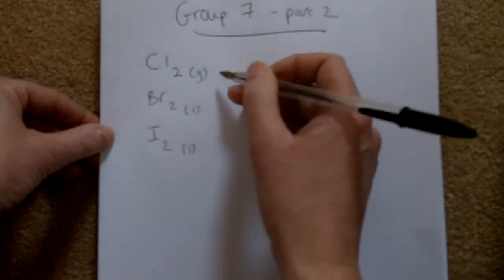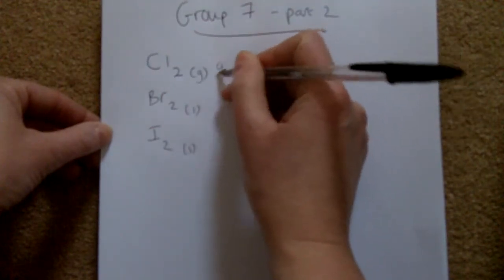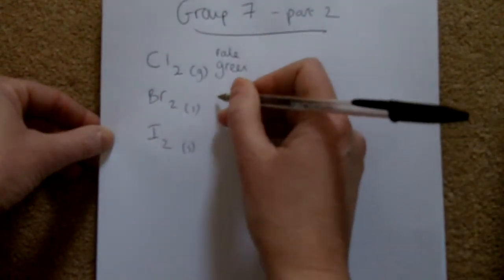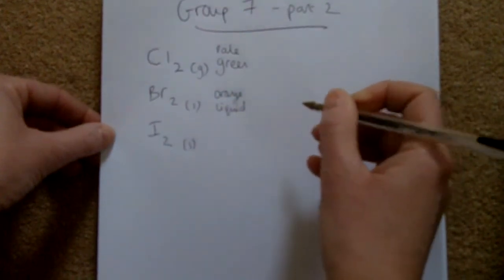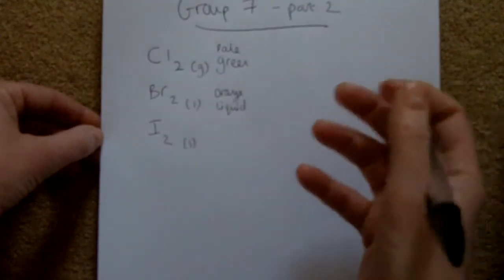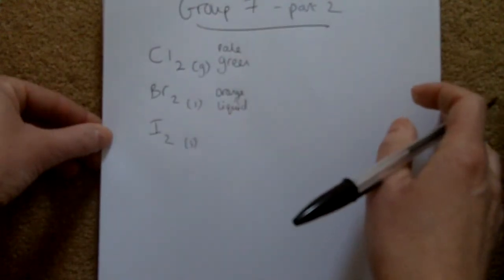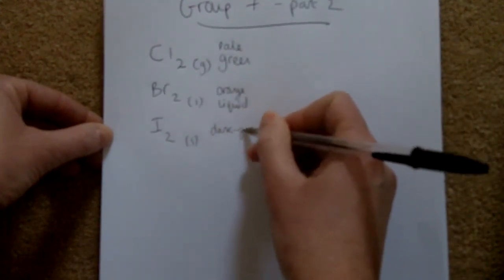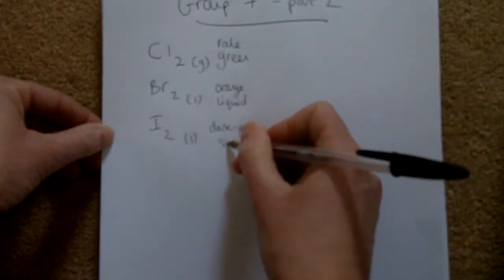You need to know the colour of these elements at room temperature, and chlorine is a very pale green gas. Bromine is an orange liquid. Sometimes it looks a little bit brown depending upon the concentration of it, but it's an orange liquid. And then iodine is a solid. The actual solid looks like a dark grey, has a slight kind of metallic look about it. It's a dark grey solid.